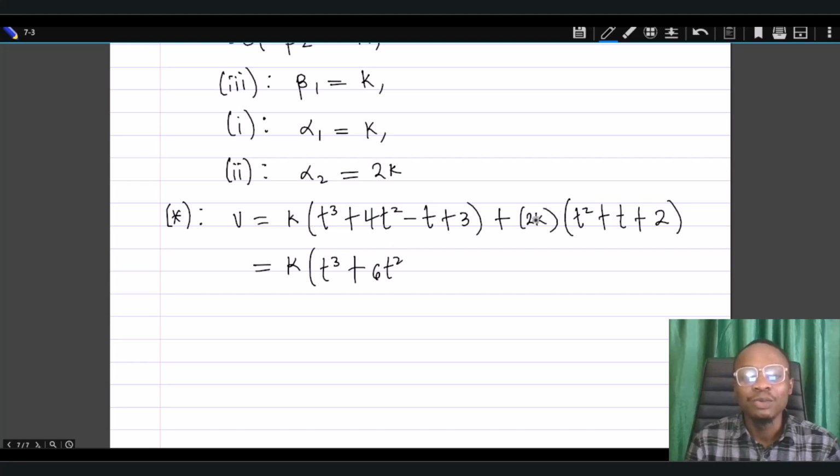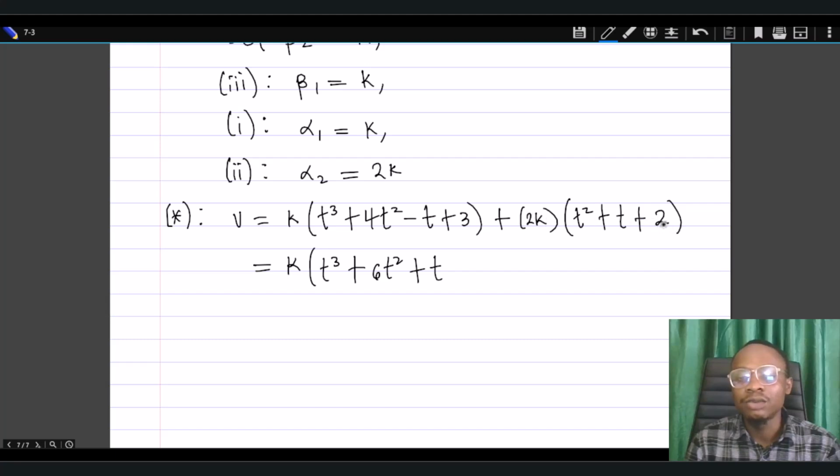When we factor out k from both of them, this will be t cubed plus 0t cubed. That's how we came about t cubed. This will be 4t squared plus 2t squared. That's how we came about 6t squared. And then we have this to be minus t plus 2t. That will be plus t. Then what do we have left? We have this to be 3, then plus 2 multiplying this.